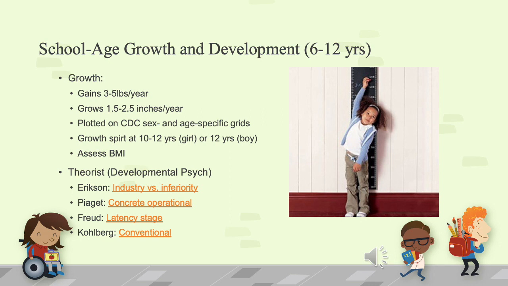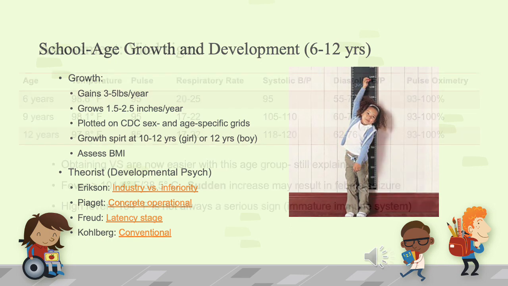According to Freud, the school-age child is in the latency stage, where they focus on peer relationships, and there's an emphasis on privacy and understanding the body and how it works. Finally, we have Kohlberg, and they're in the conventional stage, according to this one, where they seek conformity and loyalty. They typically, again, follow rules, and they maintain a social order.